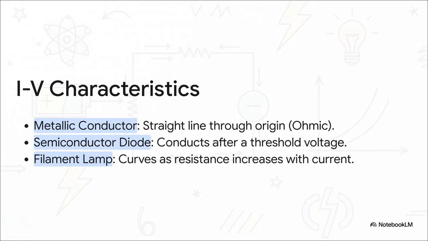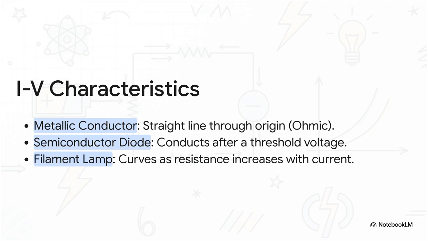These three graphs, they are non-negotiable. You have to be able to sketch them from memory, and even more importantly, explain why they have their particular shape. The metallic conductor is your baseline. It obeys Ohm's law. The diode, well, that's just a one-way street for current.